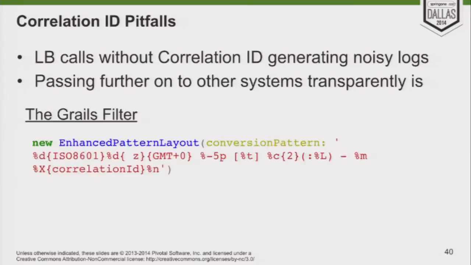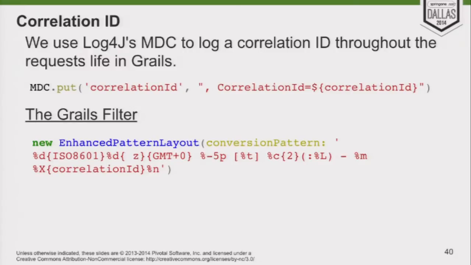Oh, and if anyone's interested, there's a link right there to the actual Grails filter we use that will check the header. If there isn't a correlation ID header, it will create a correlation ID and log a warning, and then move on.